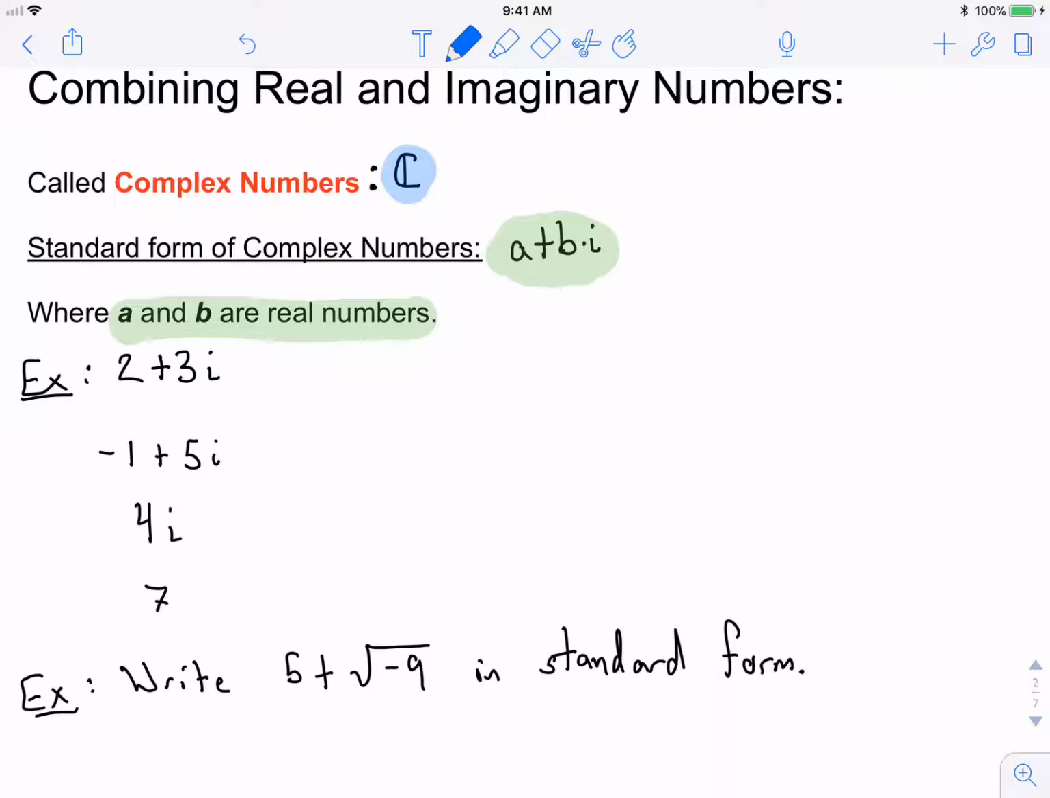So if we want to start talking about imaginary and complex numbers, we need to make sure we have the nomenclature down here. So for this one, 2 is our real part, and 3 is our imaginary part.